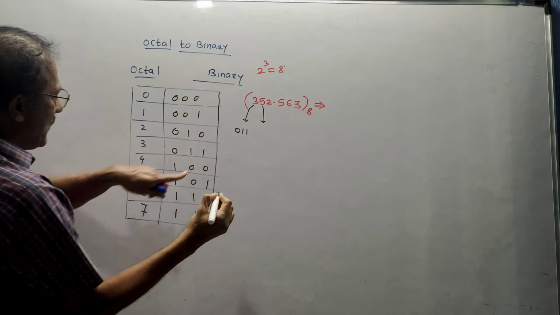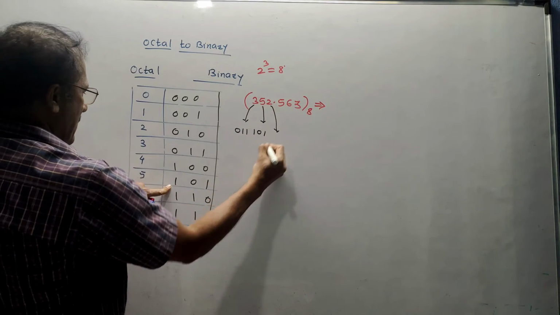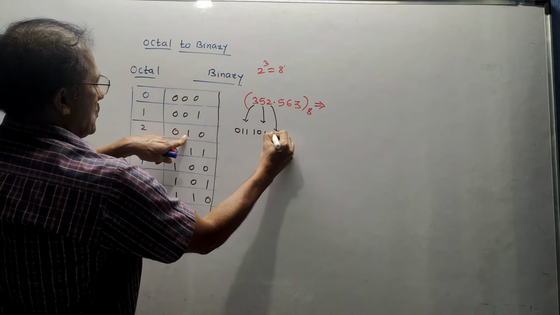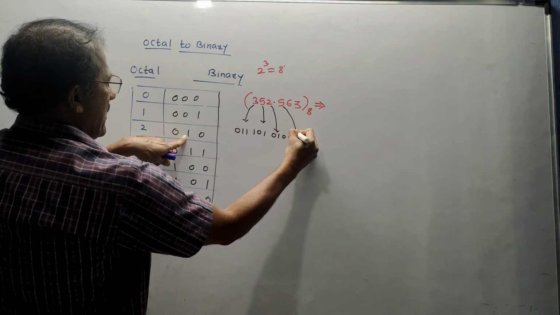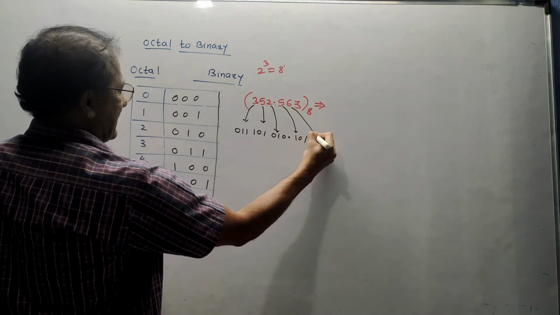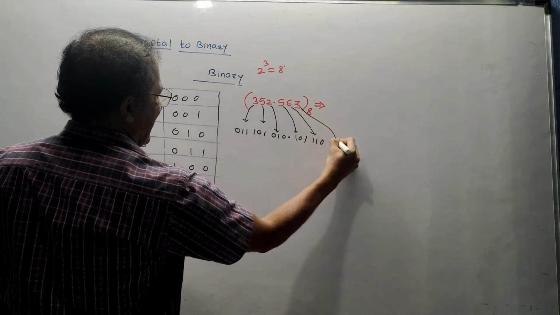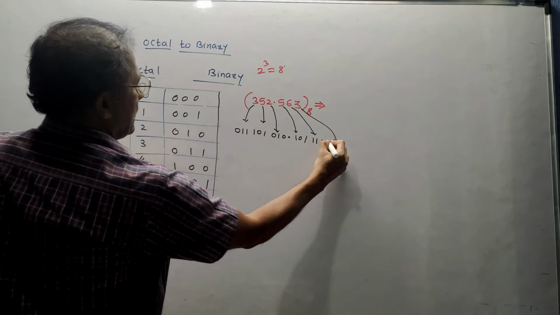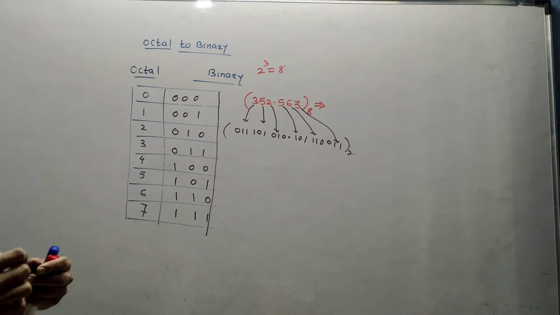Next number is 5. For 5, it is 1, 0, 1. For 2, it is 0, 1, 0. Keep decimal point as it is. For 5, again it is 1, 0, 1. Then for 6, it is 1, 1, 0. For 3, it is 0, 1, 1. That's it. Close the bracket, write its base as 2.